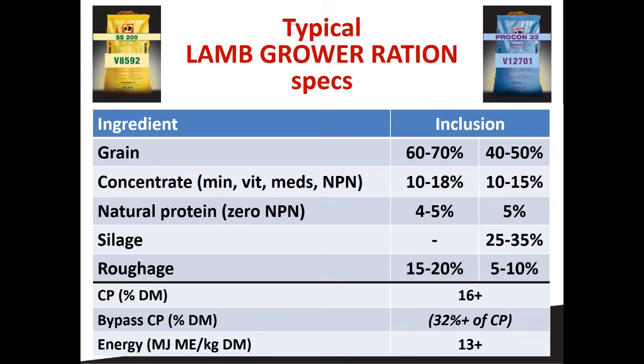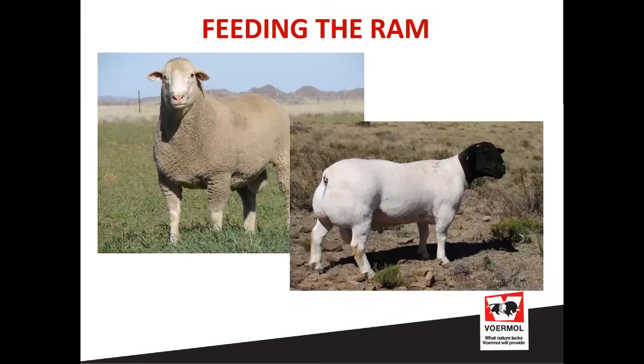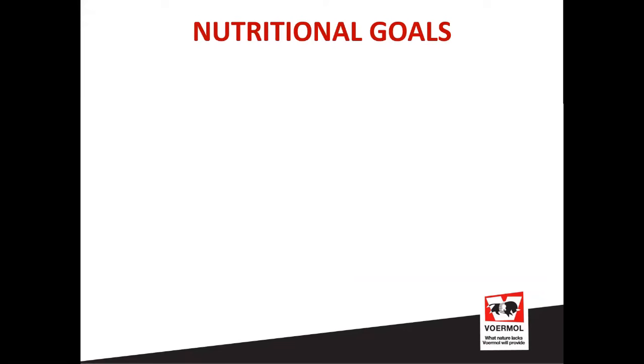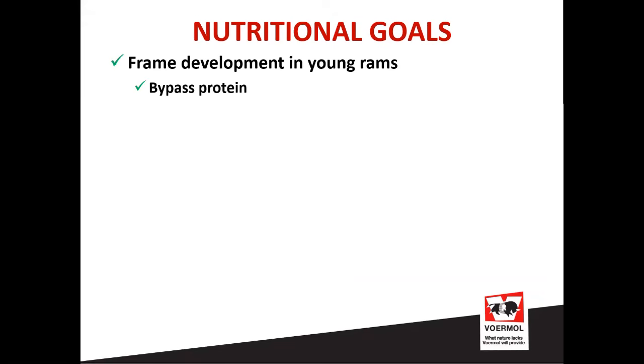We should not forget about the rams. So just there's a few nutritional goals. This would be my second or my third last slide. So the first goal there in our young rams is for frame development. We can achieve that by feeding a concentrate with high levels of bypass protein, because a young animal is still in a growing phase, so we need to supply quality.